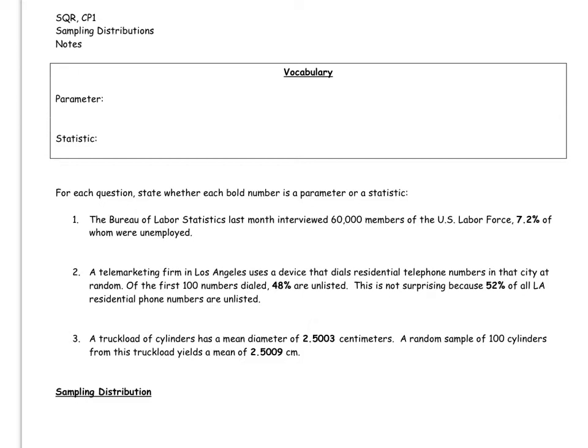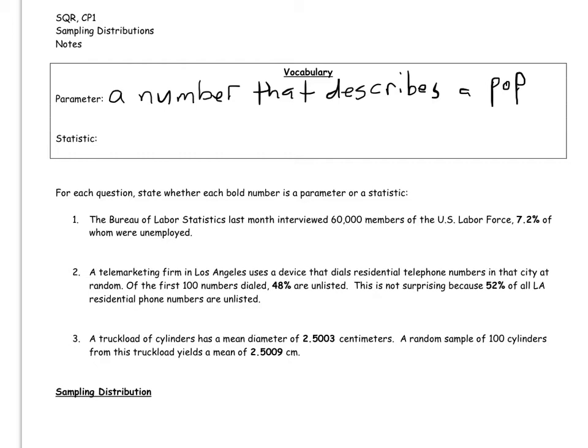So a parameter, we've talked about parameter and statistics before, but I wanted to throw them on the vocab sheet because they become very, very important in the next couple days' discussions. So a parameter is a number that describes a population. So that would be maybe the mean of a population, or a standard deviation for a population, or a proportion.